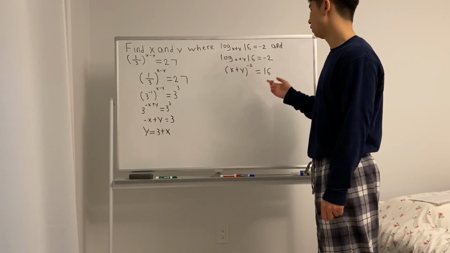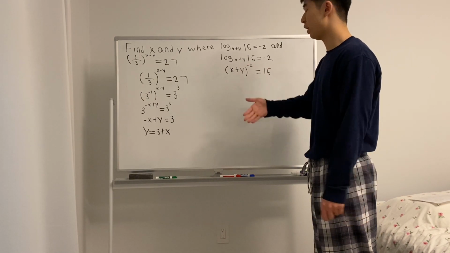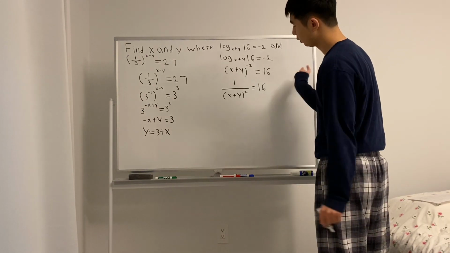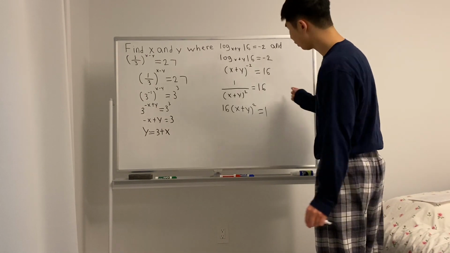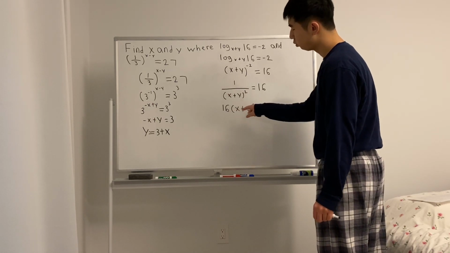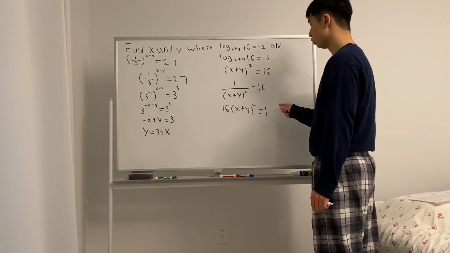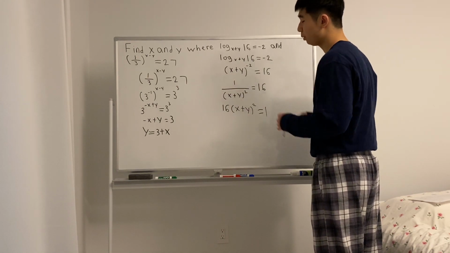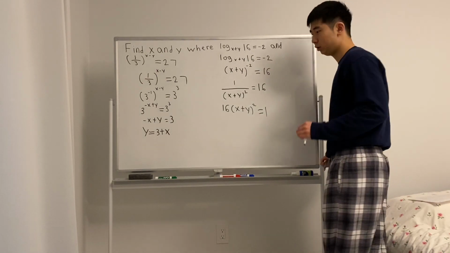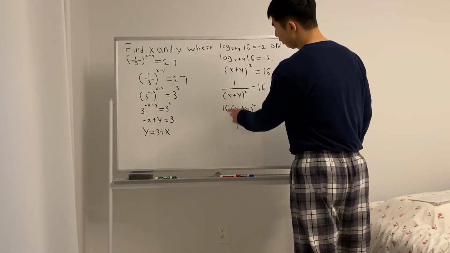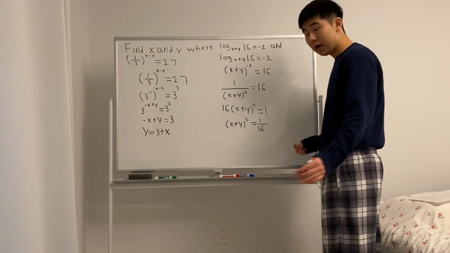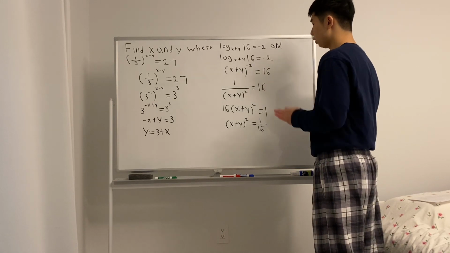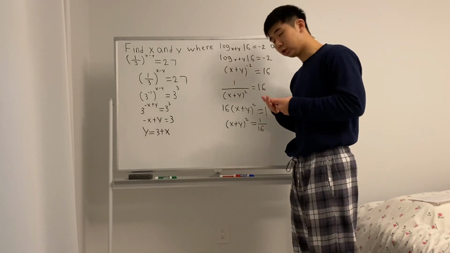I'm going to rewrite this as 1 over (x plus y) to the power of 2 to make the exponent positive. And now notice how you can just cross multiply. Now that we've cross multiplied, we have 16 times (x plus y) squared equals 1. Now we want to create a linear equation, so I'm going to divide both sides by 16 to get rid of the 16 on the left side. Now we have all our variables on one side and all of our numbers on the other side.